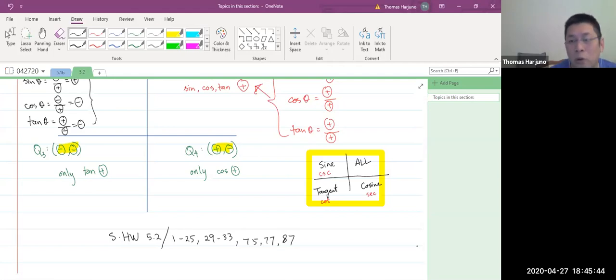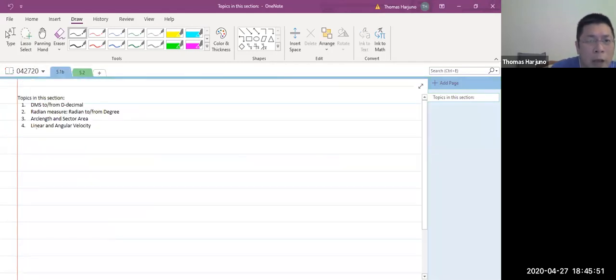Now, with the time I have left, only 10 minutes, let's go back to 5.1. I may spend so much time here unnecessarily, so I prefer to do it later. With the other 9 to 10 minutes left, I will do the radian measure.